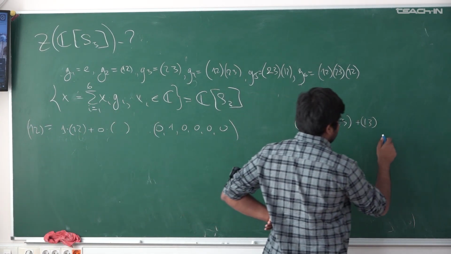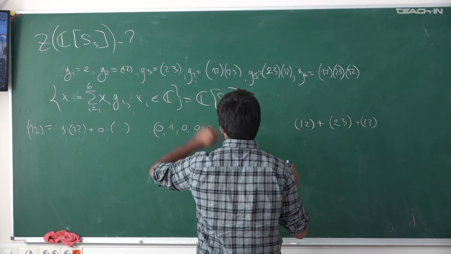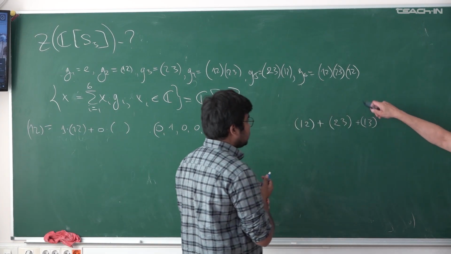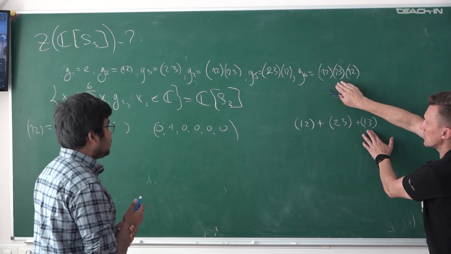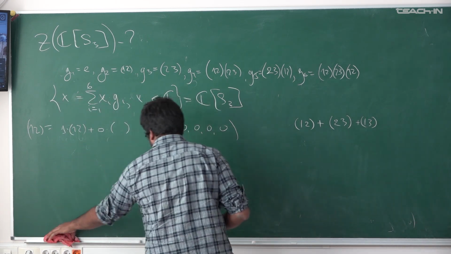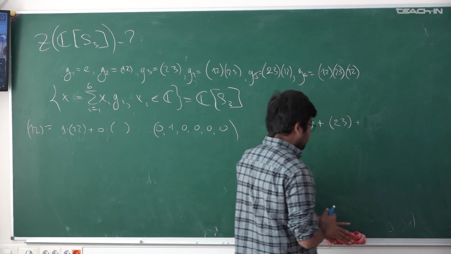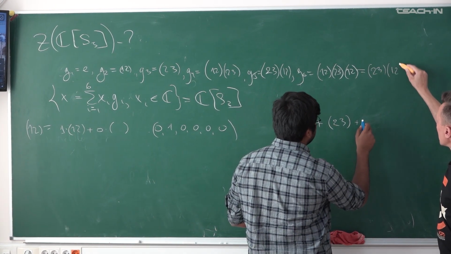Now we need to find the commutator of this with, let's say, (1 2). You see, if you calculate a commutator, it's better to represent (1 3) in this form. And moreover, sometimes we need to know that it is the same as this.